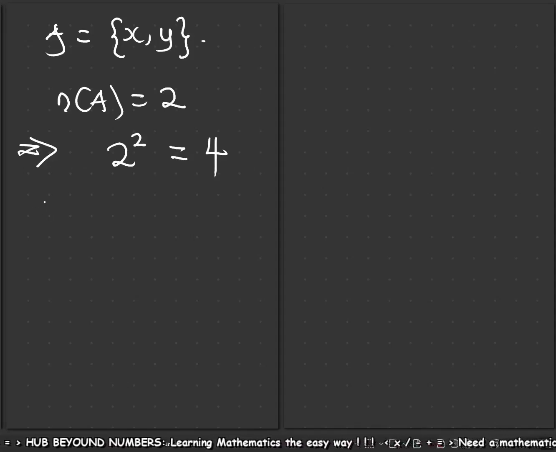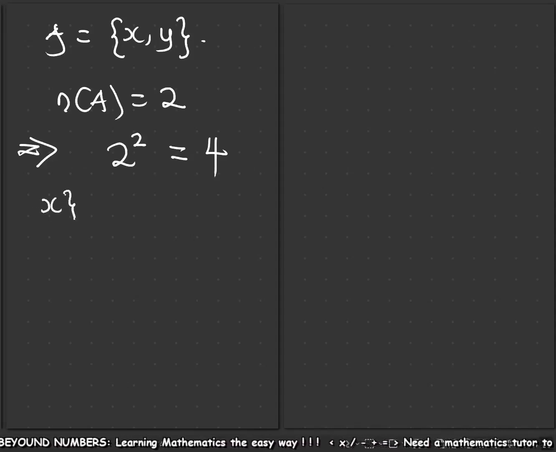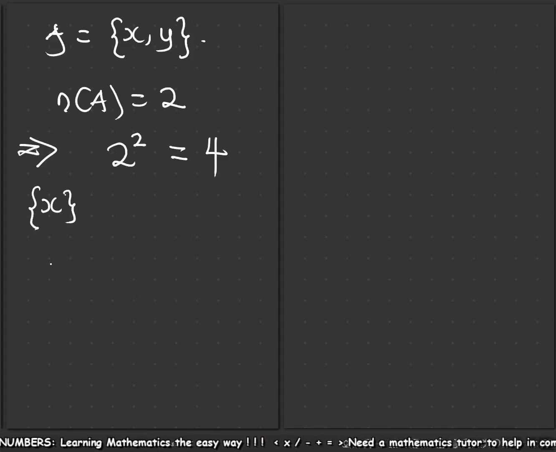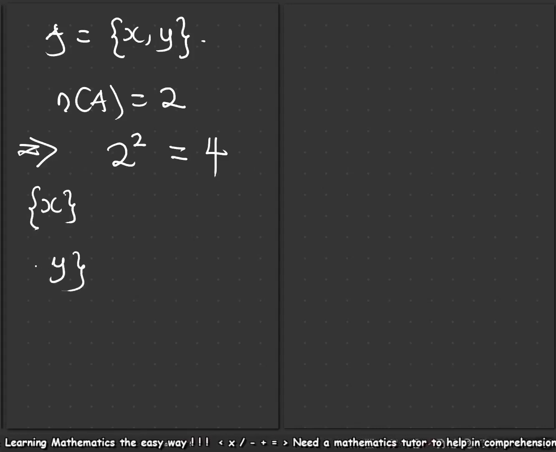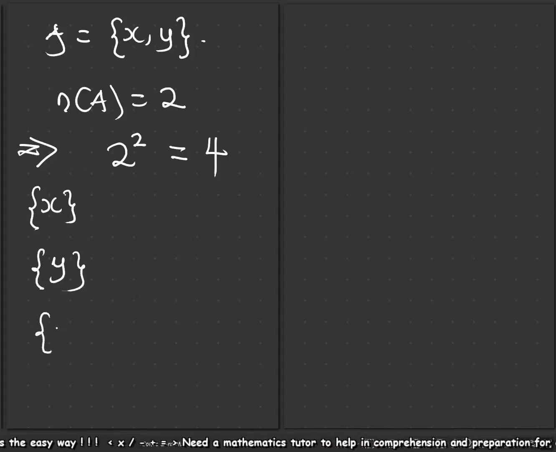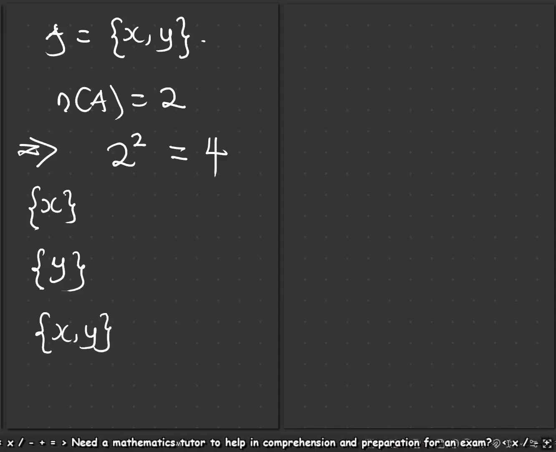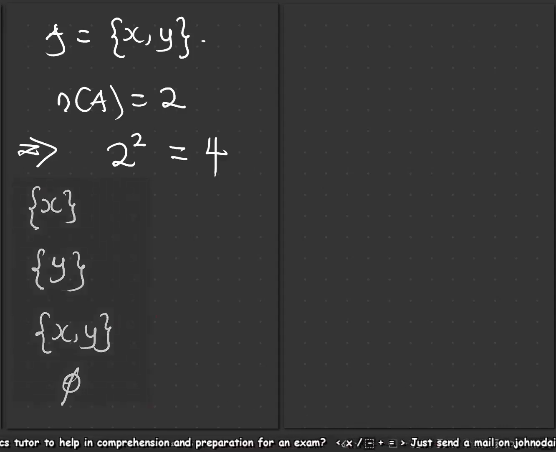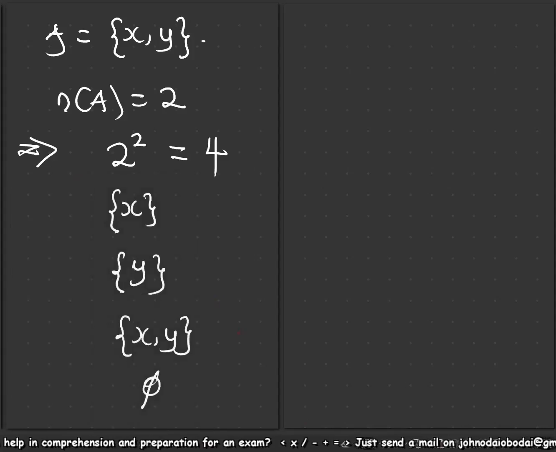The first one is what? X alone. Then our second one will definitely be Y. Then we can now pair. So the set itself, being a subset of itself. And then the last one being what? A null set. So these are the subsets of the set you see above.